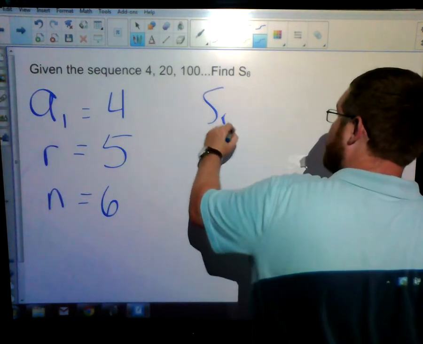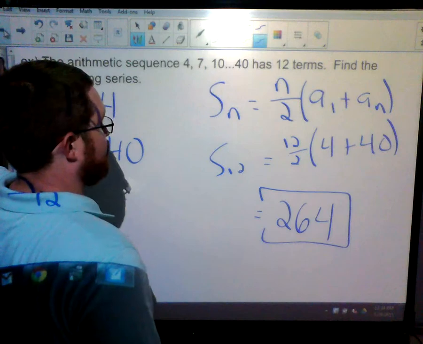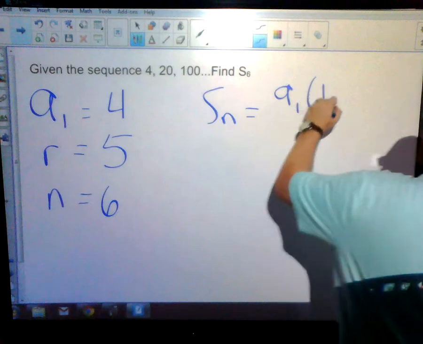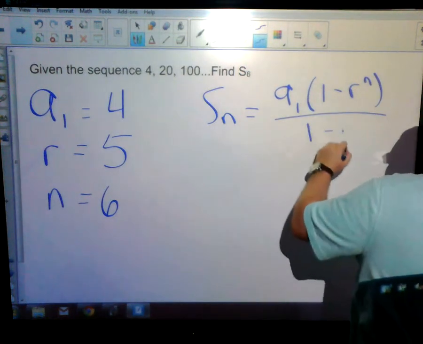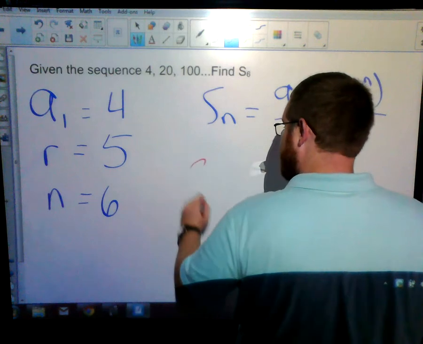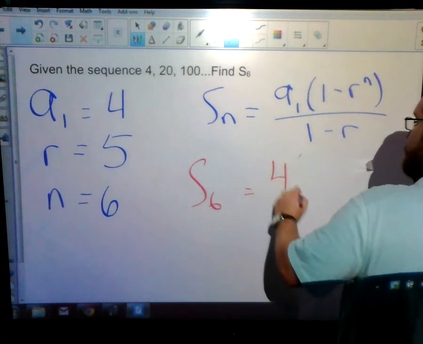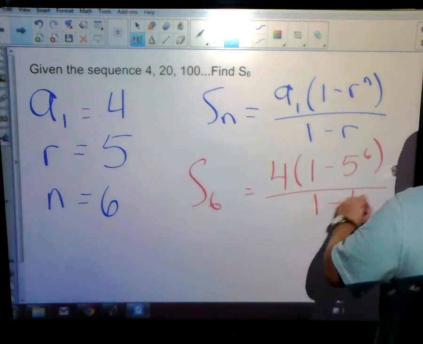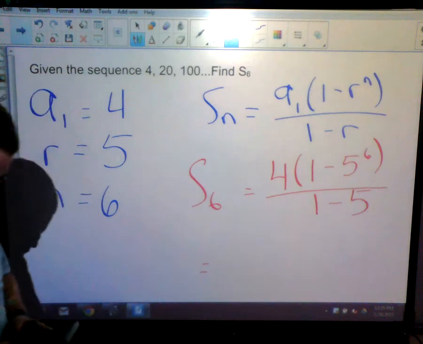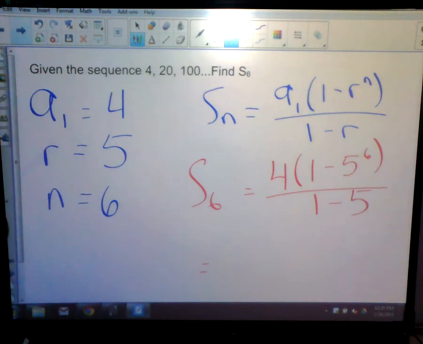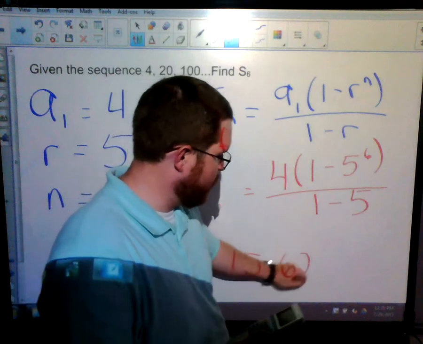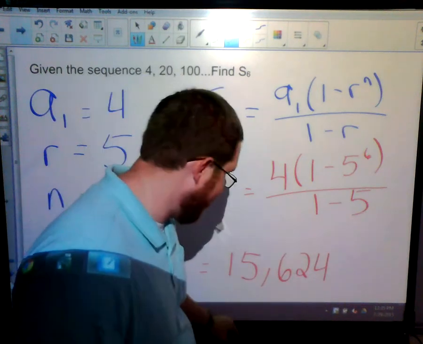So I know that S sub n equals a sub 1 times 1 minus r to the n over 1 minus r. So S sub 6 is 4 times 1 minus 5 to the 6th power over 1 minus 5. And that is 15,624. And I'm not doing it in my head, I have a calculator.